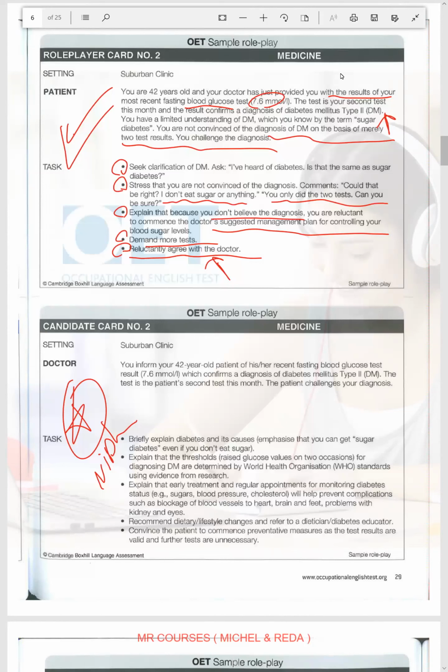So how much is your blood glucose? No, no. You are the doctor, and you provide the patient with the results. Okay. So I see from your blood glucose test report that the blood glucose is 7.6. Is that correct? Oh, no. Oh, I'm really sad. What is this, sugar diabetes?